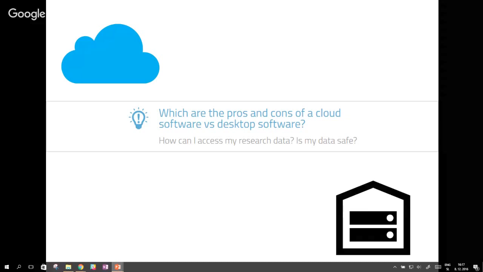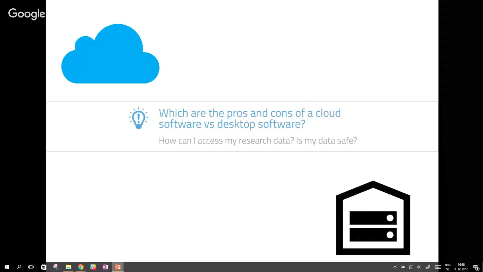so that all the data will be backed up on your computer just in case the vendor goes bankrupt or something happens to the server and you don't have access anymore. So that's about data safety.